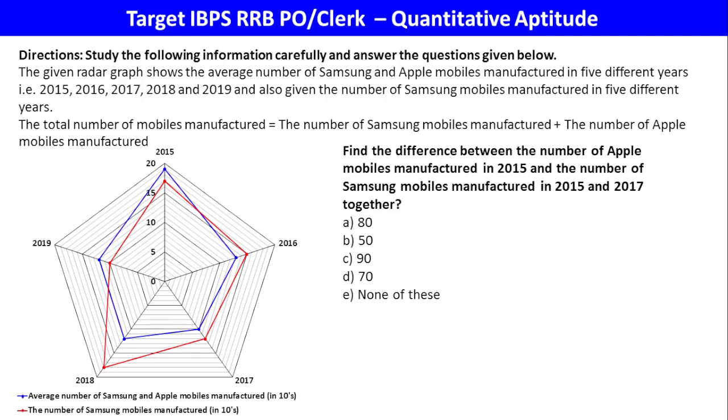Find the difference between the number of Apple mobiles manufactured in 2015. Apple's total is 380. Andulo 150 Samsung aithe, which is 230. Then, sorry, 150 kaadu idi, 115, 16, 17, 170 ante. Next, 210. Right. Apple mobiles are 210. In 2015, Apple are 210. Next.